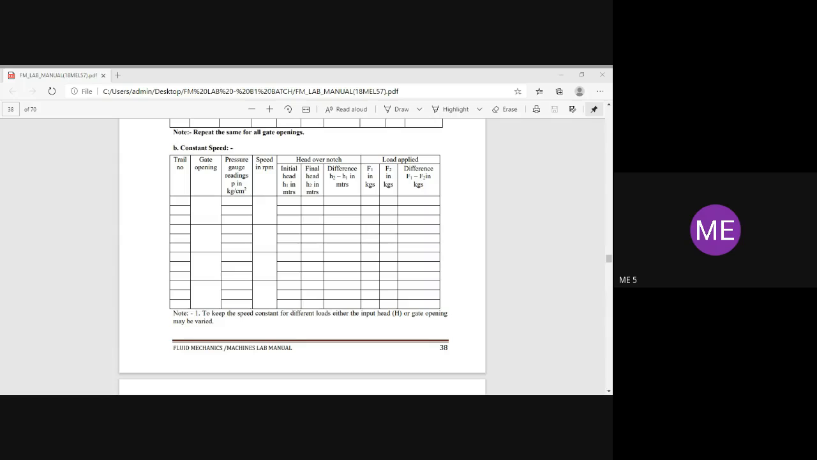Has anybody got any efficiency? One answer from constant head and constant speed. Anyone tried?